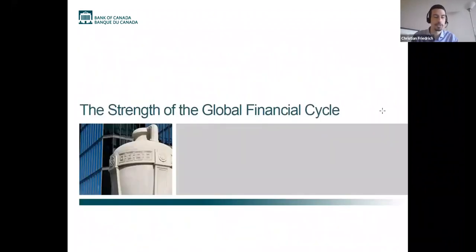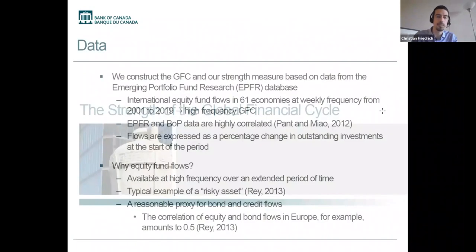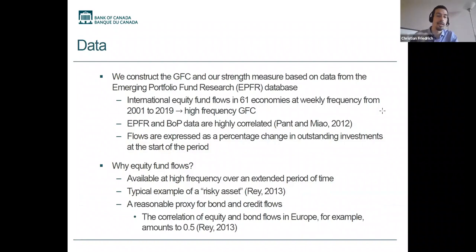So let me start with the first part of the paper. It's looking at the strength of the global financial cycle. In terms of the data, as I mentioned, we use the EPFR data to extract the global financial cycle in high frequency. We use the equity fund flows in 61 economies at weekly frequency over a period from 2001 to 2019. And this results in a more high frequency global financial cycle than maybe some of you are used to.